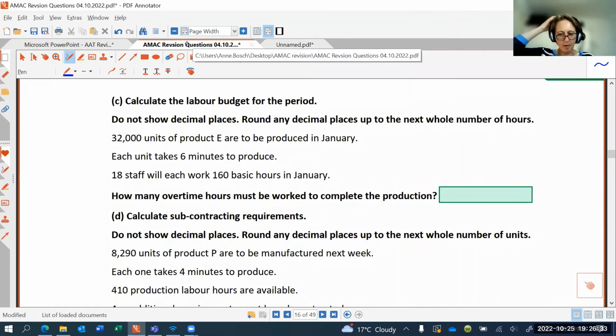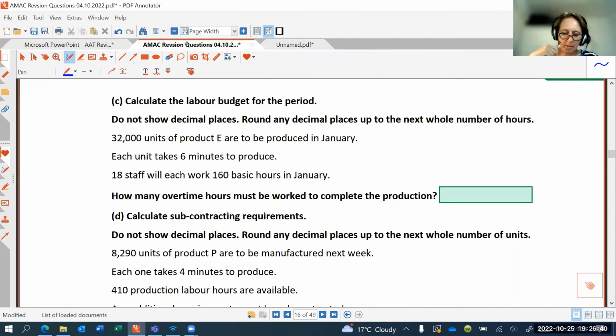So let's see what we know. 32,000 units of E are going to be produced in the month of January. Each unit takes 6 minutes to produce. 18 staff will each work 160 basic hours in January. How many overtime hours need to be worked to complete the production?